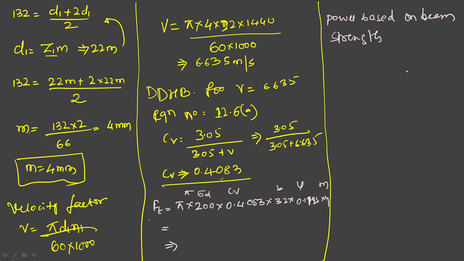So tomorrow we'll discuss how to calculate the power based on the endurance strength, when they have given the condition that the endurance strength should be 1.25 times the dynamic tooth load. In this case you need to find out the endurance strength, then equate it to the dynamic strength. Use that FT value to find out the power. So we'll continue tomorrow.